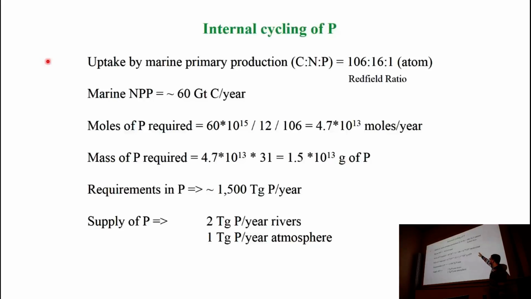So we can work out how many moles per year of phosphorus we need, and then we can convert that into how many grams. That's 1.5 times 10 to the 13, so this is how much we need. We need 1,500 teragrams of phosphorus a year. And we've just found out that we only have 3. So 3 is not enough for 1,500. You can definitely see those numbers are different.